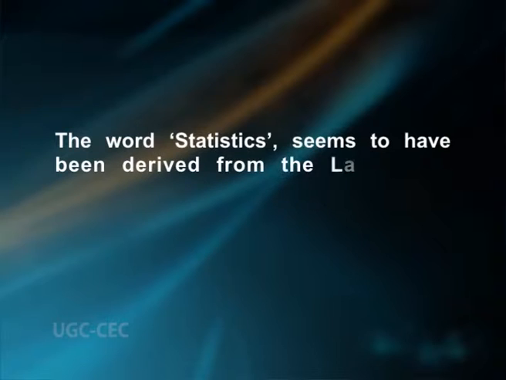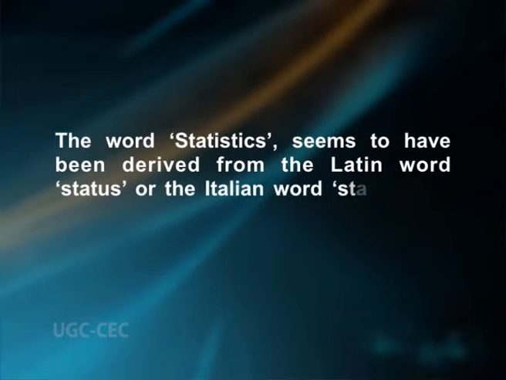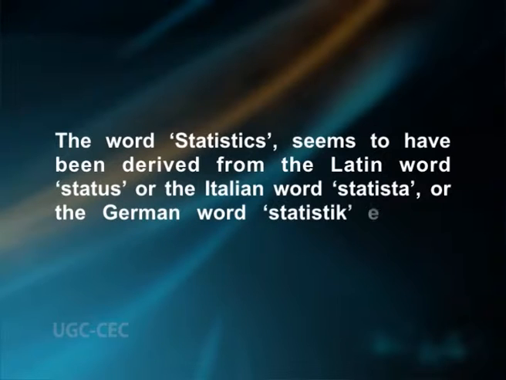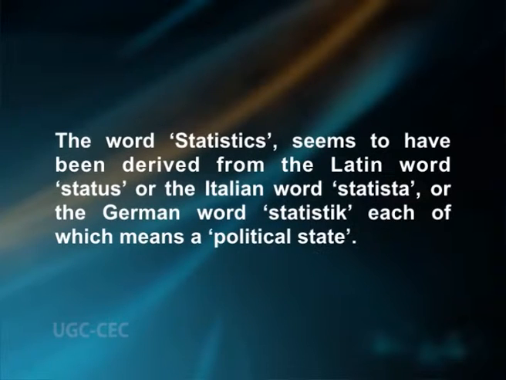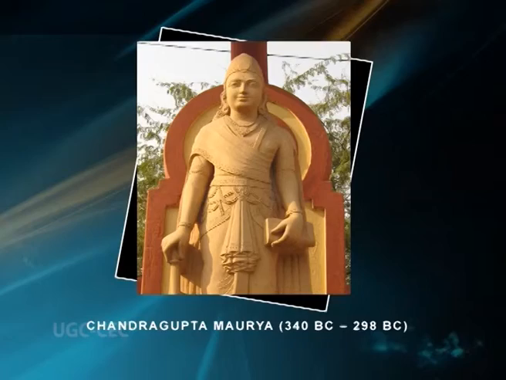The word statistics seems to have been derived from the Latin word status or the Italian word statista or the German word statistik, each of which means a political state. There is evidence that in ancient years, government used to collect data of the country to get an idea of its manpower and wealth. In ancient India, an efficient system of collecting official and administrative statistics existed during the reign of Chandragupta Maurya. A good record of land and agricultural statistics was maintained during the reign of Akbar.